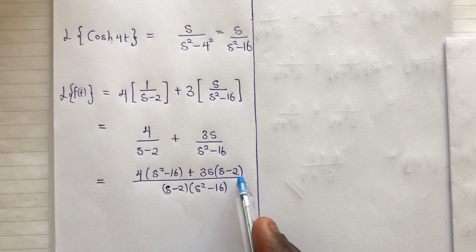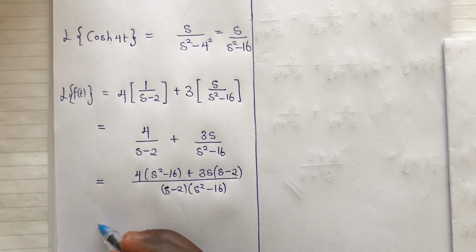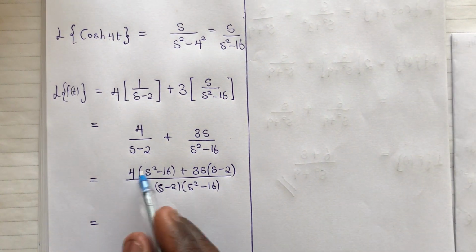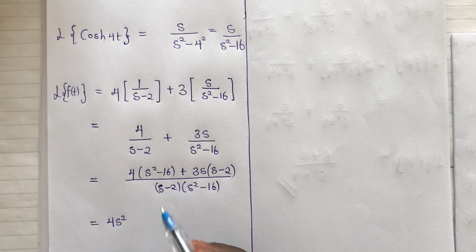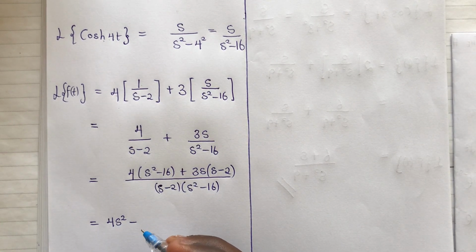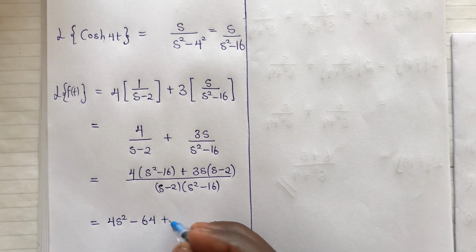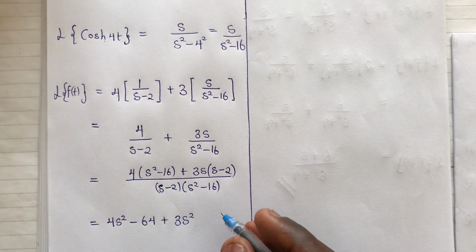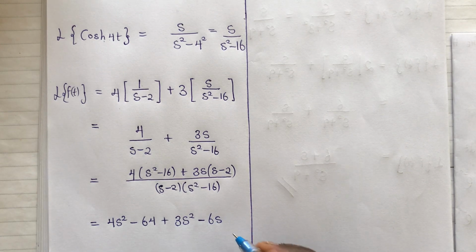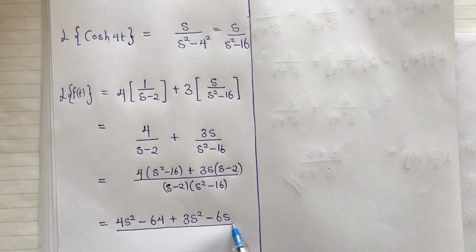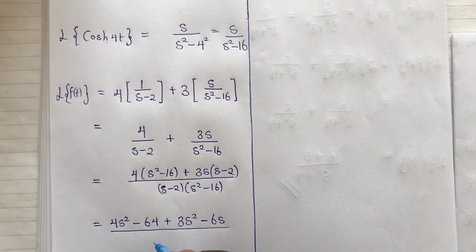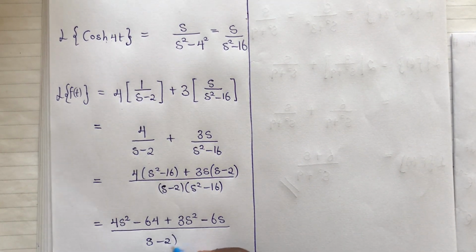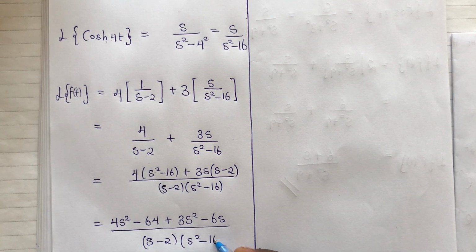Now from here, you expand and open the bracket. So this will be equal to 4 times this. We have 4s squared. Then 4 times 16 is giving us minus 64, plus 3 times this, we have 3s squared. This time this we have minus 6s. So you divide this result by this. You can choose to expand the denominator. Okay, so let me not waste time. s minus 2 times s squared minus 16.